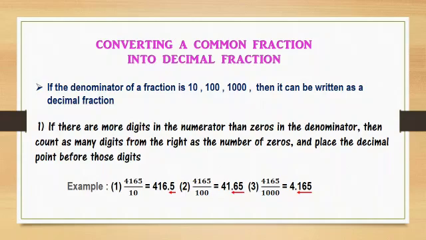Likewise, in the second example, there are 2 zeros in the denominator. So the decimal point is placed before 2 digits. Now the answer is 41.65. Similarly, in the third example, there are 3 zeros in the denominator. So the decimal point is placed before 3 digits. So the answer is 4.165.